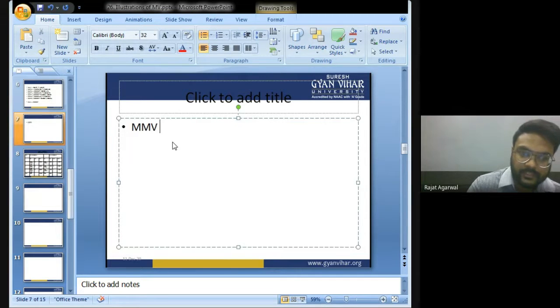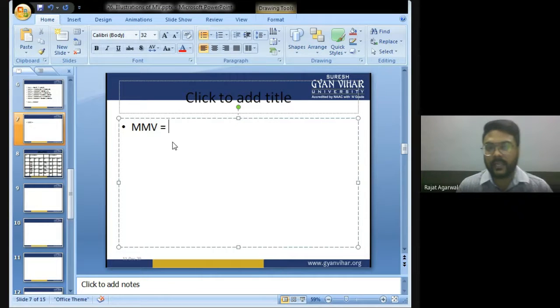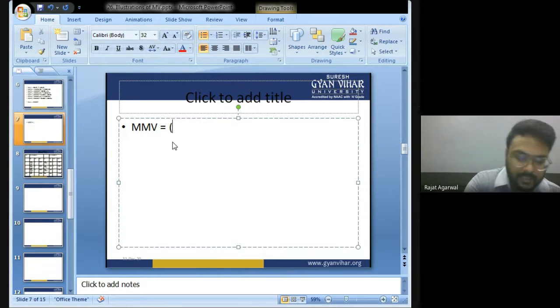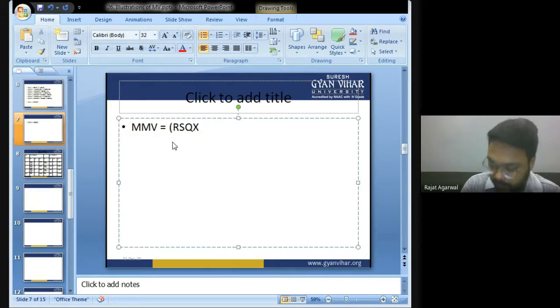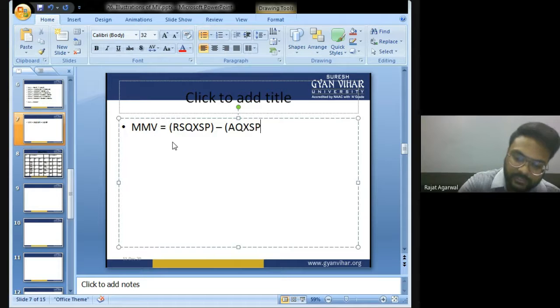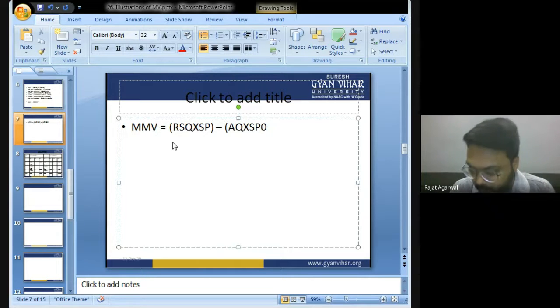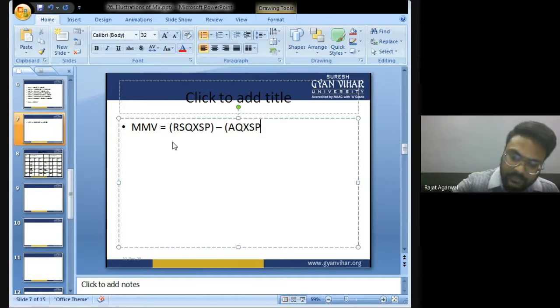Material mix variance. Bachcho, we have done one illustration of material mix variance. Do you remember the formula of material mix variance? That is revised standard quantity into standard price minus actual quantity into standard price.